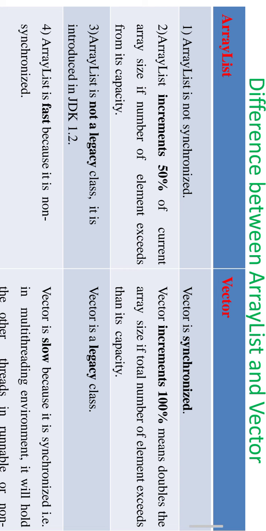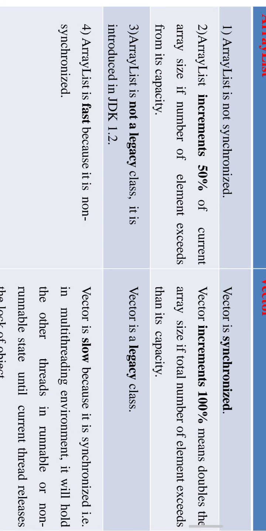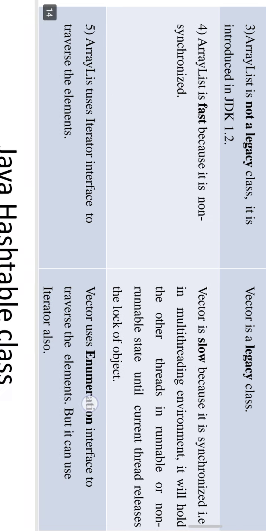The fourth difference is that array list is fast when compared with vector, because it is not synchronized. Vector is slow because it is synchronized, that is, in a multi-threading environment it won't allow multiple threads at a time. The next one is that array list uses the iterator interface to traverse the elements.